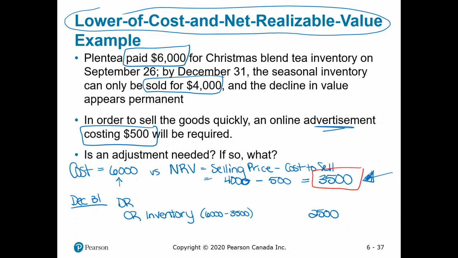Now the debit for an impairment or a write-down of inventory is just into cost of goods sold. So we'll debit that for the $2,500. And we would say to write down tea inventory.